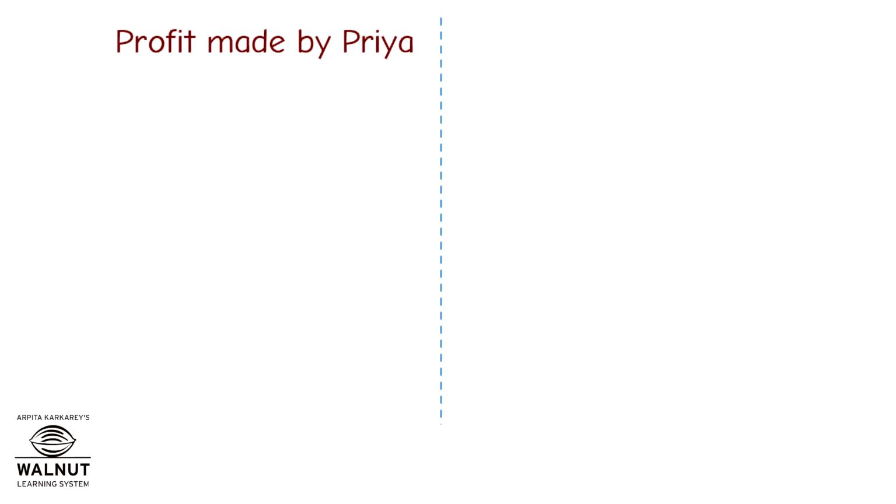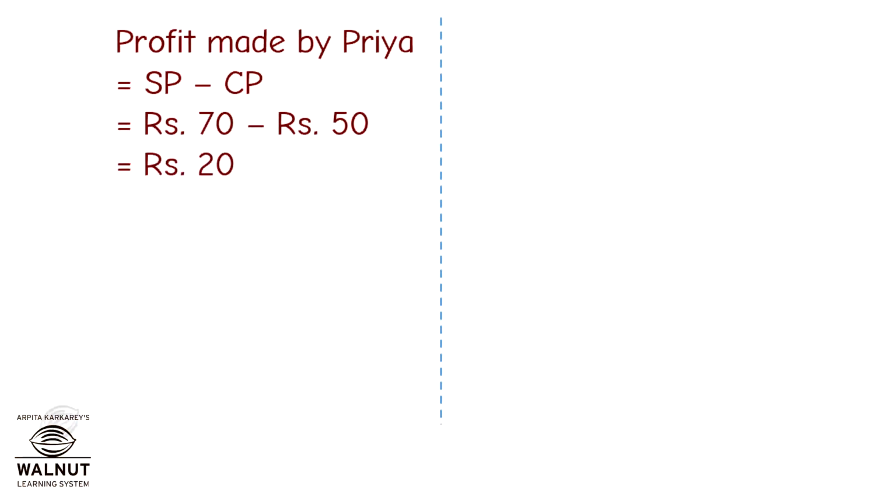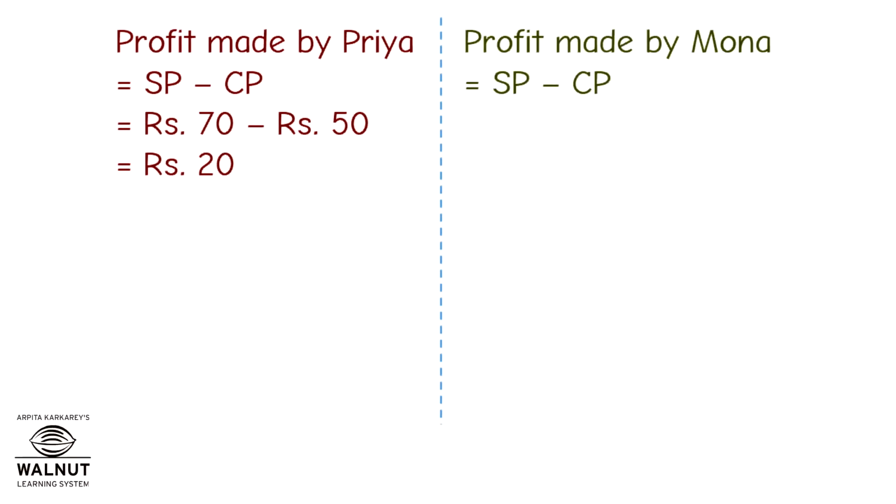Profit made by Priya is equal to selling price minus cost price, which is equal to rupees 70 minus rupees 50, which is equal to rupees 20. Profit made by Mona is equal to selling price minus cost price, that is equal to rupees 100 minus rupees 80, which is equal to rupees 20. Now, you can see both of them have made a profit of rupees 20.